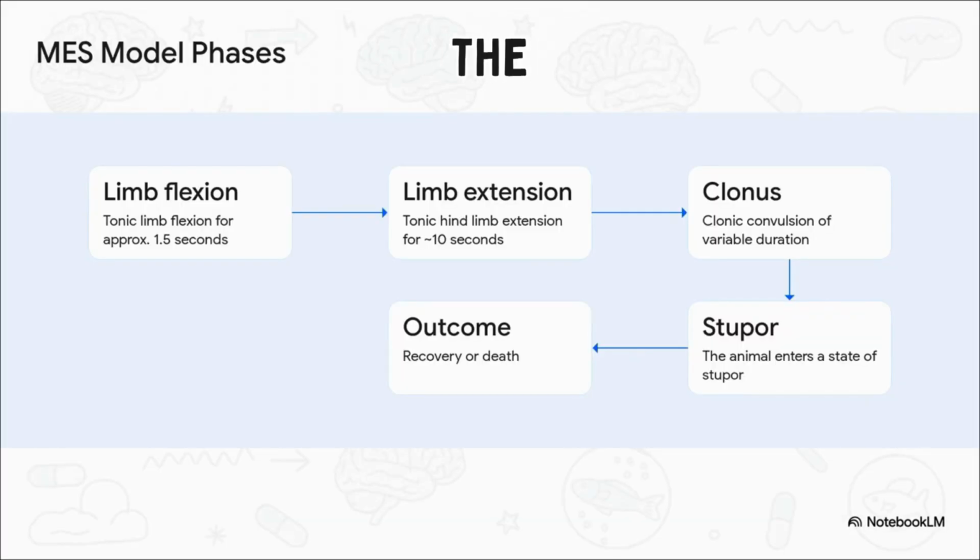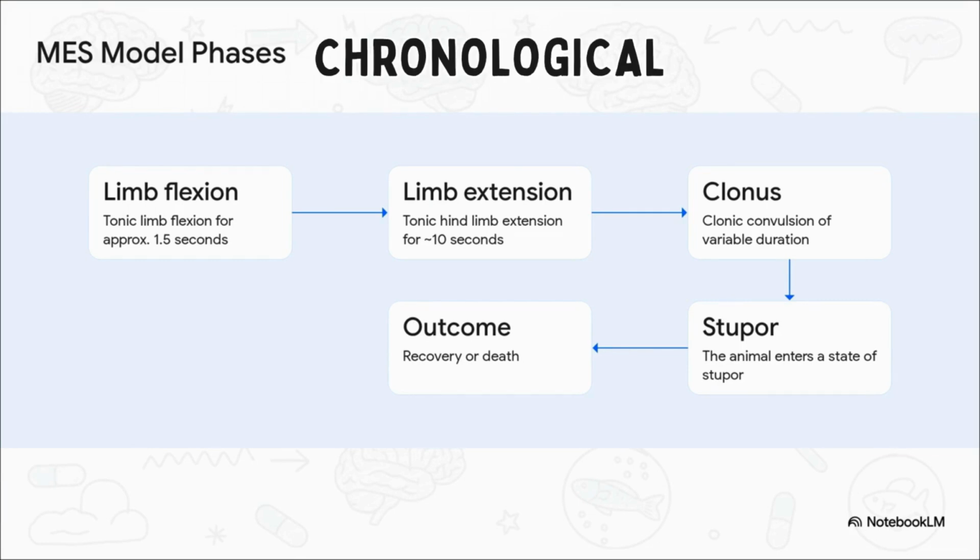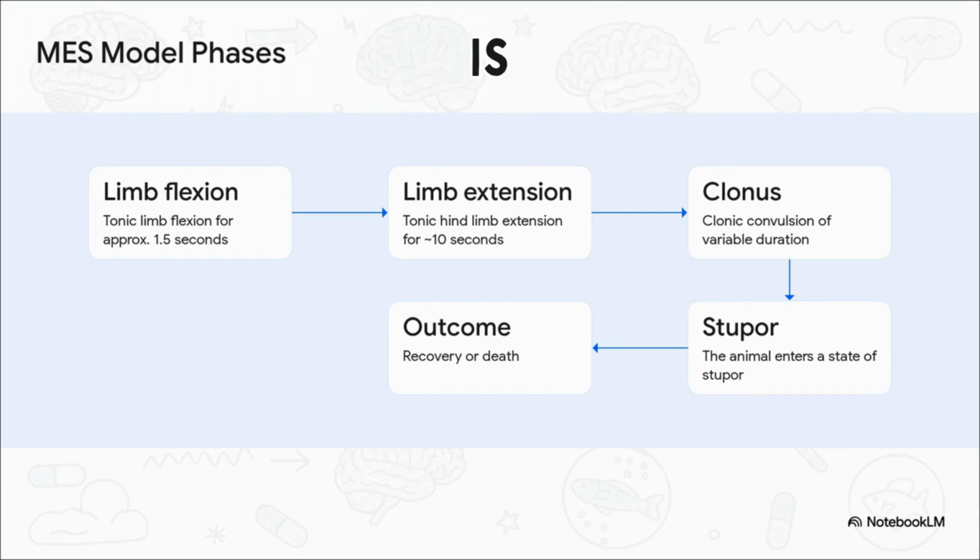So what happens after the shock? Let's dive into the parameters observed. You'll see 5 distinct chronological steps. Step 1 is tonic limb flexion, lasting a super quick 1.5 seconds. Step 2 is the absolute most important one, tonic limb extension. This is where the hind limbs extend past a 90-degree angle with the body for about 10 seconds. Step 3 brings clonic convulsions, which vary in time. Step 4 is stupor, and Step 5 is either recovery or death.